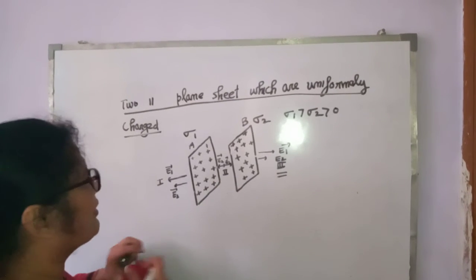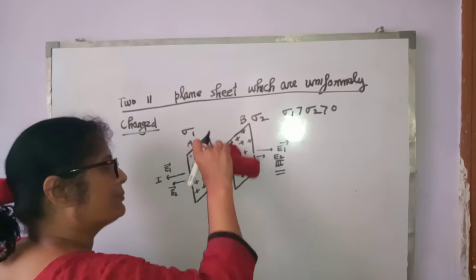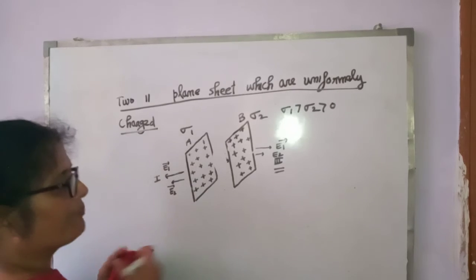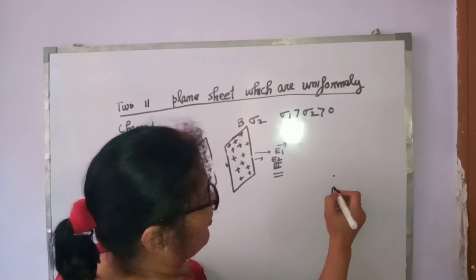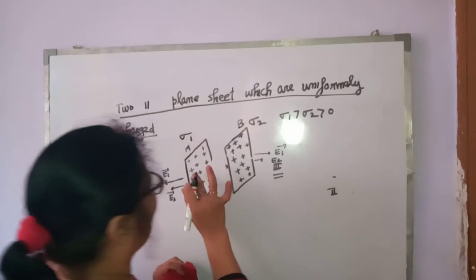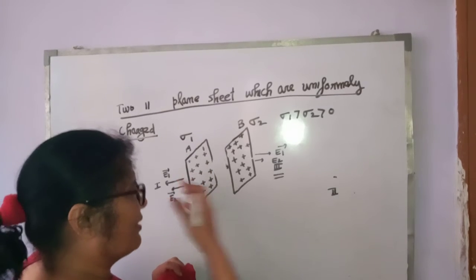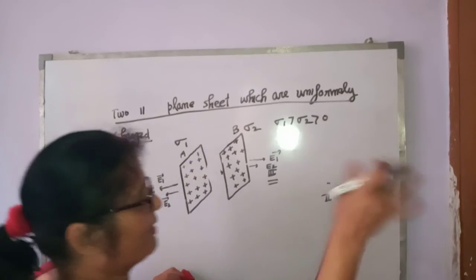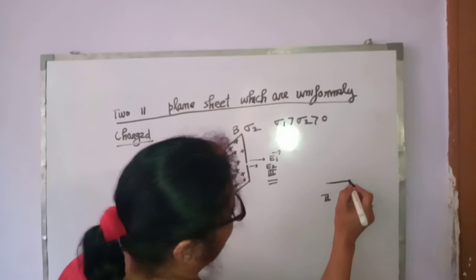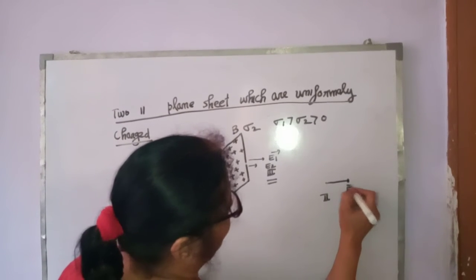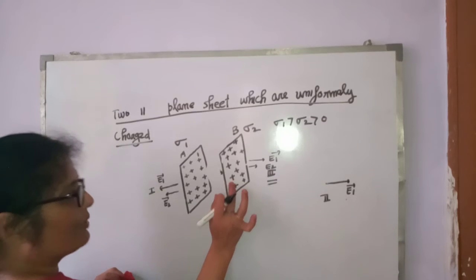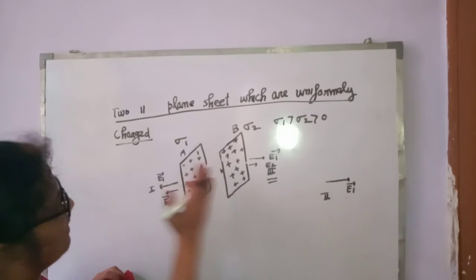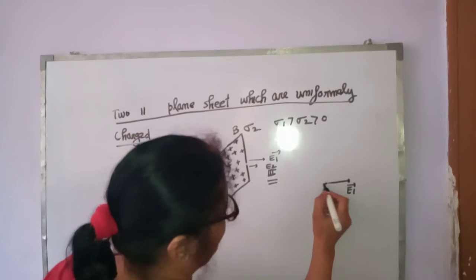In the second region, I am explaining again here. This is the second region. Suppose the electric field due to this plate is away from it, that is in the right direction. This is the direction of the electric field E1, and the electric field due to this plate is away from it in the left direction, that is this one.